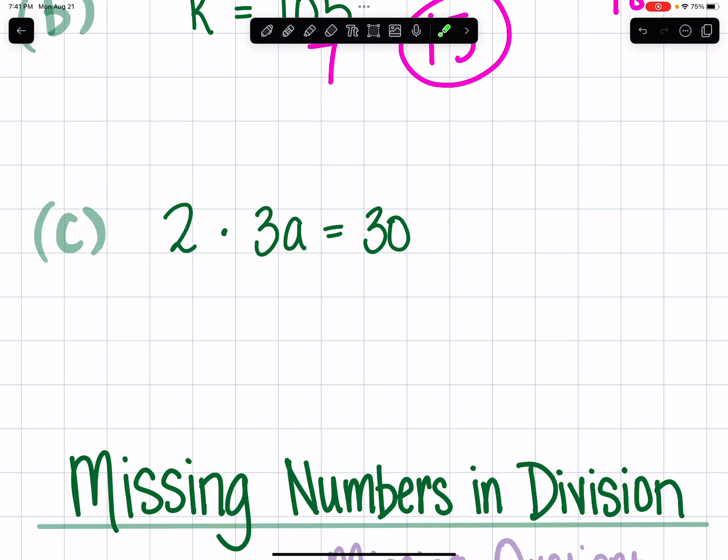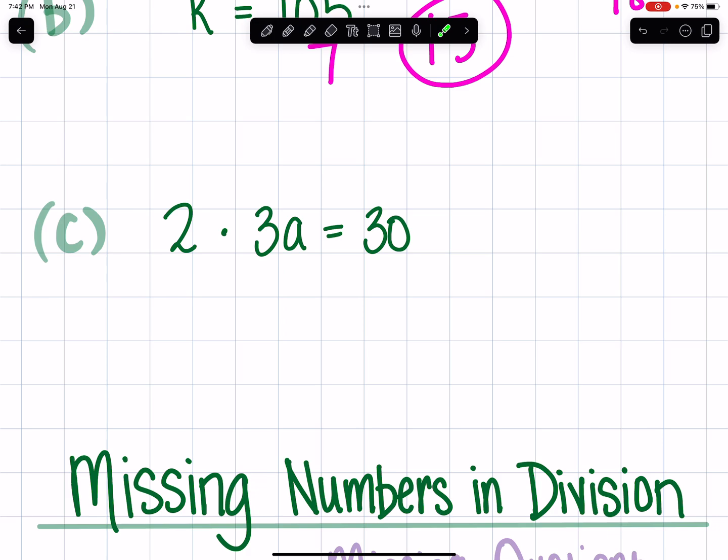Okay, this one's a little trickier. Do you know how to do these? Let's figure this out. 2 times 3a. So there are 3 factors. There's a 2, and there's a 3, and there's an a. So one way to find the a is to divide the product 30 by one of the known factors and then divide the result by the other known factor.